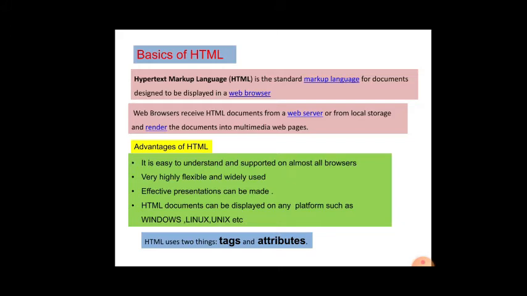What are the advantages of HTML? Why do we want to use HTML? It is easy to understand and supported on almost all browsers, for example Internet Explorer or Google Chrome. Whatever you write in an HTML document is supported on almost all web browsers. It is very flexible and widely used. Effective presentations can be made, and we can make a website or web page very attractive. HTML documents can be displayed on any platform such as Windows, Linux, Unix, etc.